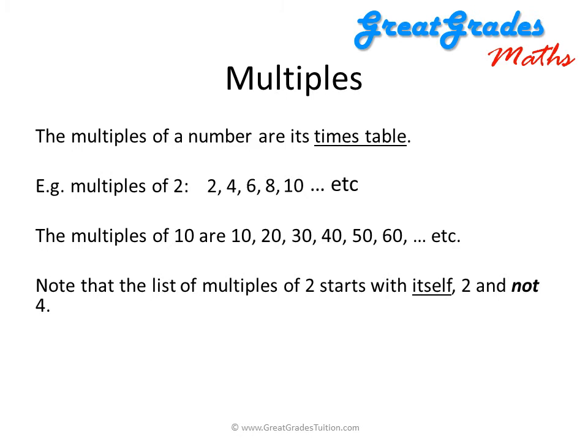So one thing to note is that in the list of multiples of 2, for instance, the list always starts with itself, the number 2, and not with 4. And that's because in the list of the 2 times table, 2 comes first.